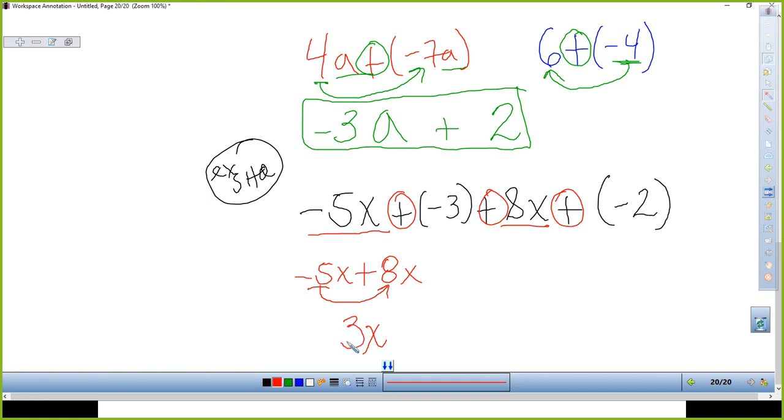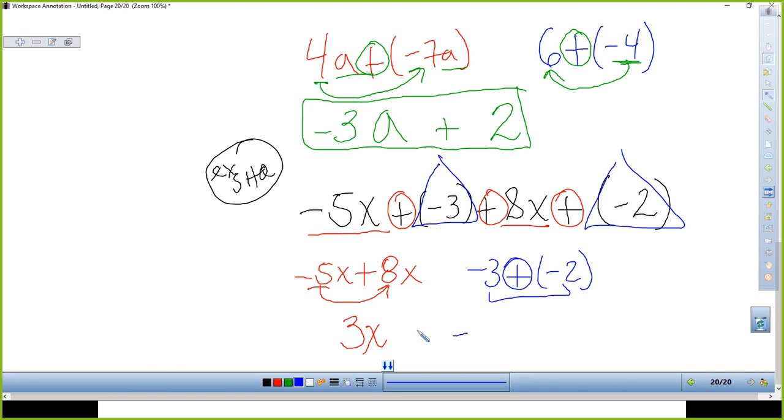Okay. Next, I have a constant right here. Negative 3. Is there another number? Yeah, negative 2. So I have negative 3 plus negative 2. Do we have addition? Yes. Are they opposite numbers? No, these are the same kind. So we combine them. Negative 5. And I write plus negative 5, and we're done.